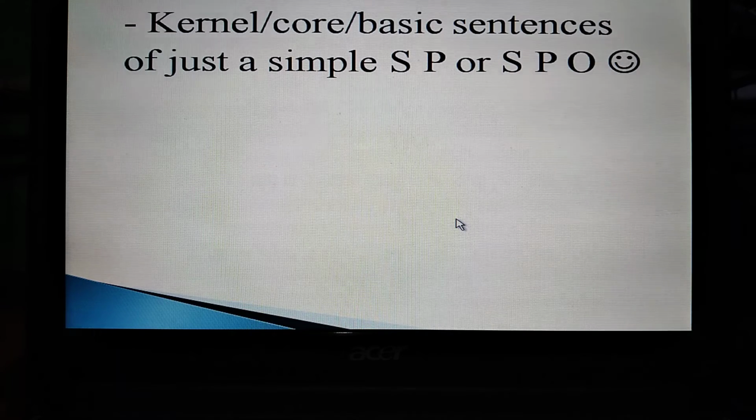When we express current conditions, current issues, and facts, we can still use the kernel, core, or basic sentences of a simple SPE subject predicate or SPO subject predicate object that you know. I take it that you know this, yeah? But if you think you can make it complex, well, do so. You can make it complex also.